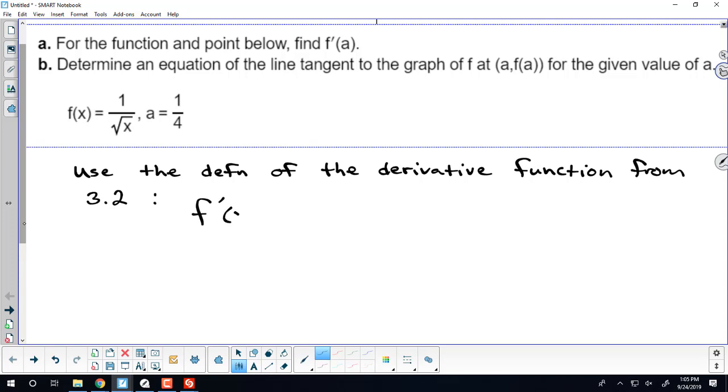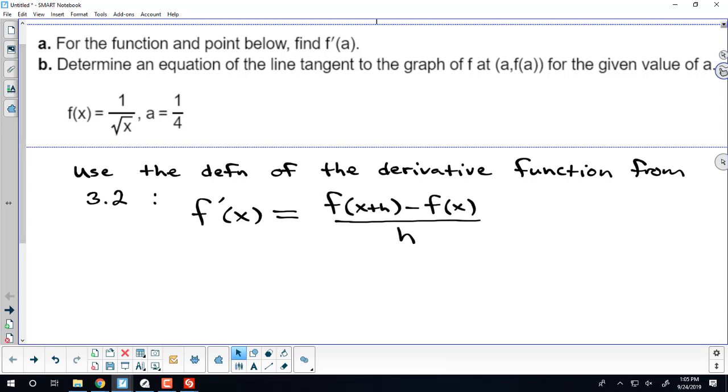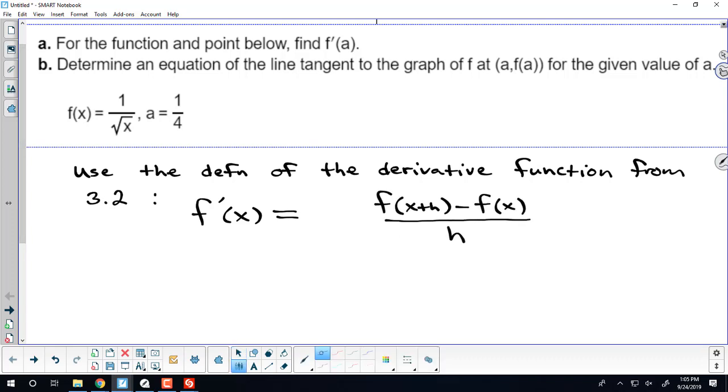And that was the derivative function f prime of x defined as what? Who remembers the definition? f of x plus h minus f of x over h. Okay, good. That is the definition of the derivative. We're missing what? The limit as h approaches 0. Yeah, the limit as h approaches 0, because that's really just the difference quotient. Once we tack on the limit as h approaches 0, now we have the definition of the derivative.